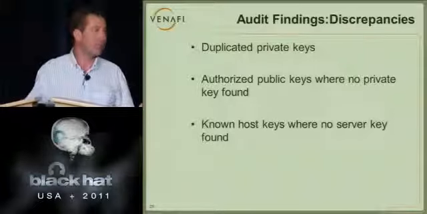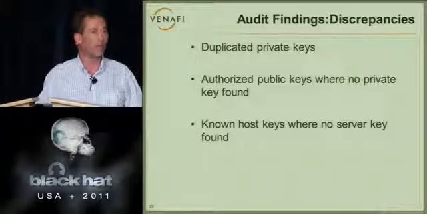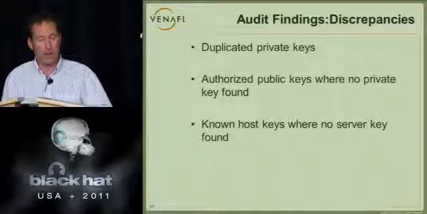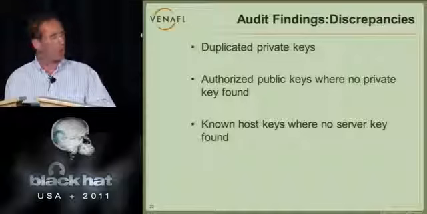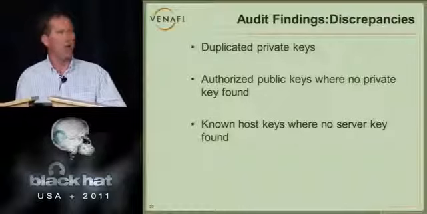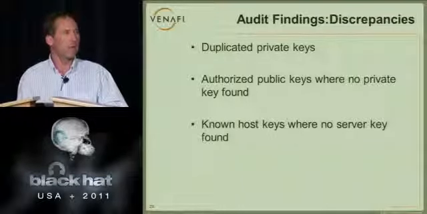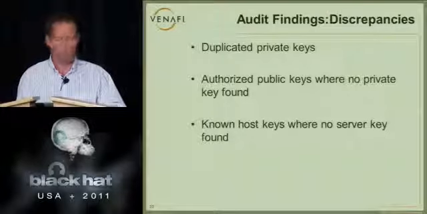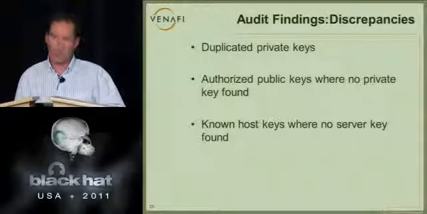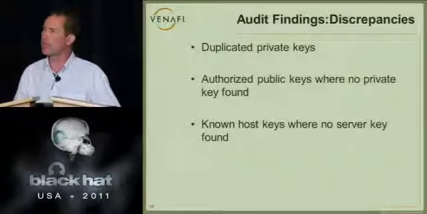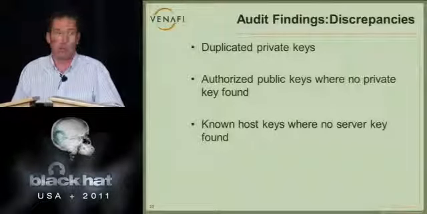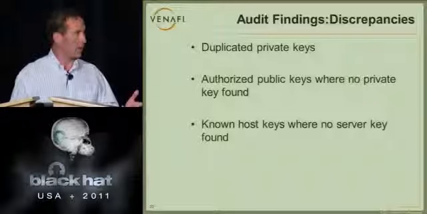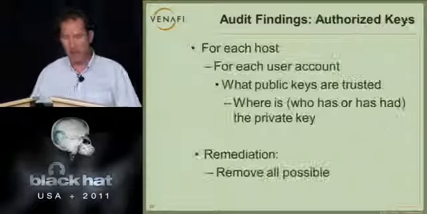I generally think private keys shouldn't be duplicated, especially private keys used for authorization, right? You'll find public keys that are trusted where you have no evidence of an existing private key. You just flat have no idea where the private key is or if it's used or what. And you'll find server keys that are trusted where there's no server that you know of, right? So these are problems that you'll want to go chase down and do something about.